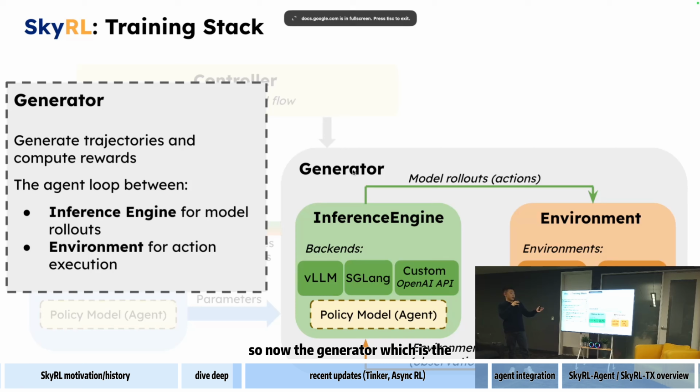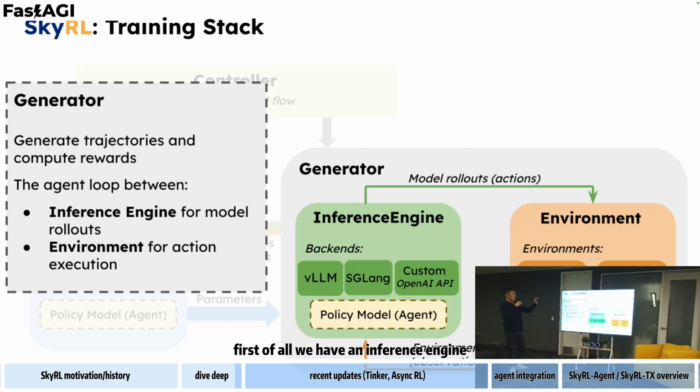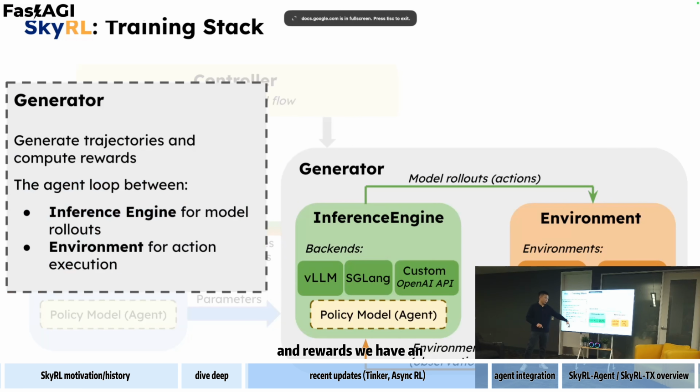So now the generator, which is I guess the more heavyweight part. First of all, we have an inference engine. The inference engine is responsible for generating the text. And from the text, we might parse out the tool calls. And with the tool calls, we will update the environment state. So there's an environment which includes the agent loop, essentially everything besides the vLLM engine that you need to generate those trajectories and rewards.